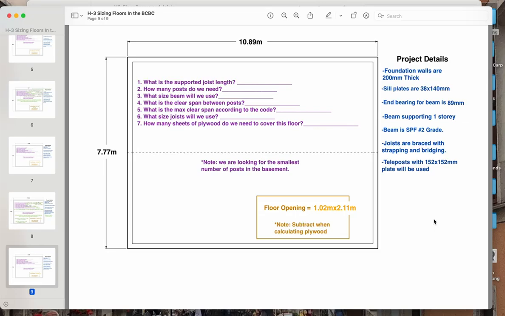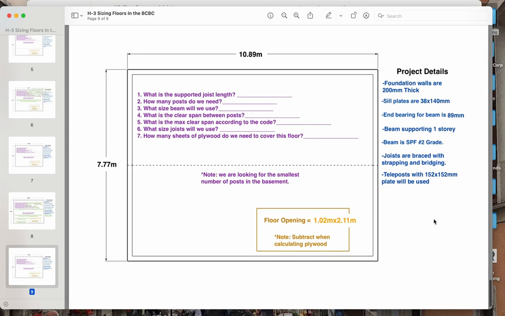Hey folks, I wanted to give you a run through of calculating beam size as well as joist size in the building code. This is just used as a practice question, and hopefully you can follow these steps to solve some of the other problems that I've given you to practice with. So we'll start with our supported joist length.